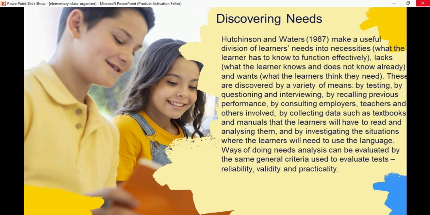Ways of doing needs analysis can be evaluated by the same general criteria used to evaluate reliability, validity, and practicality. Necessities, lacks, and wants may all involve some kind of comparison or reference to lists of items which can act as the learner's goals of the course.